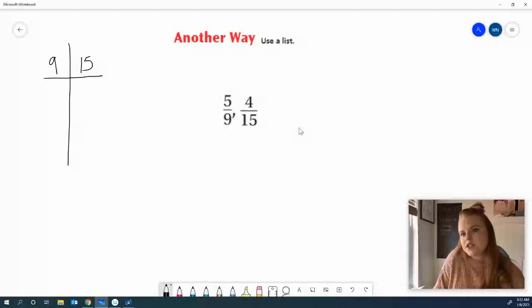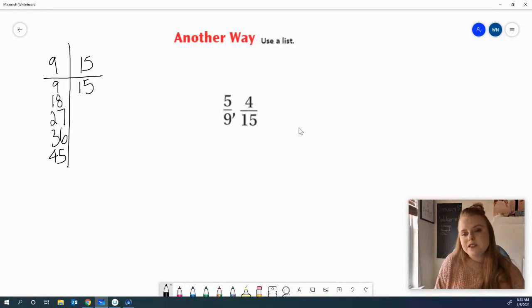You could do this on scratch paper. And we're going to find the common multiples. So all I'm going to do is list the multiples. So 9 times 1 is 9. 9 times 2 is 18. 9 times 3 is 27. 9 times 4 is 36. 9 times 5 is 45. I'm probably going to stop there and see what we can do.